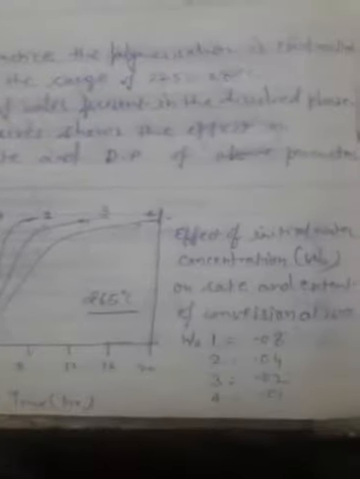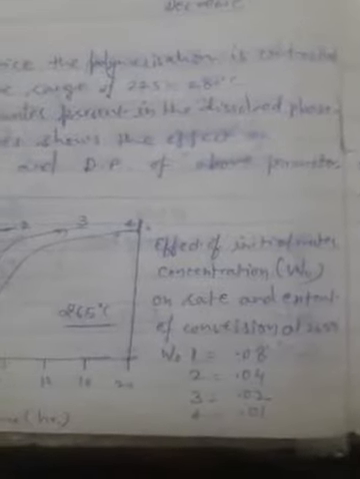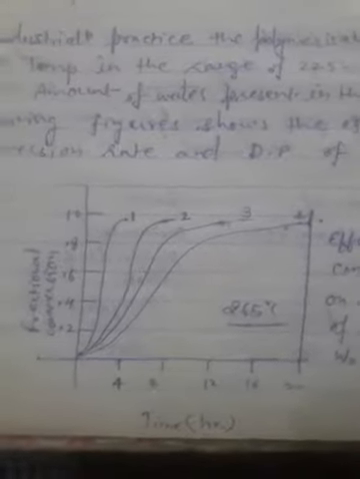Here you can see in this diagram there are four curves, 1, 2, 3, 4. These represent the percentage of water in the reaction, meaning 8% water, 4% water, 2% water, 1% water. The fractional values are given as 0.08, 0.04, 0.02, 0.01, meaning the amount of water is reducing from 1 to 4, and the temperature of the reaction is kept constant at 265 degrees centigrade. And here the fractional conversion shows how fast the rate of reaction is.